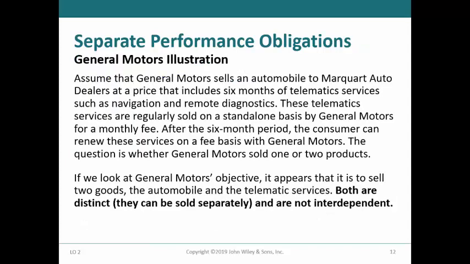In this illustration, we will consider whether the automobile sold by General Motors with 6 months of telematic services is one performance obligation or two separate performance obligations. Because both the car and the telematics are regularly sold separately without the other, they are separate performance obligations and not interdependent.